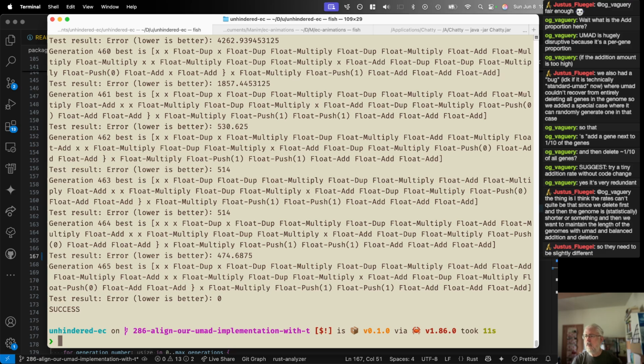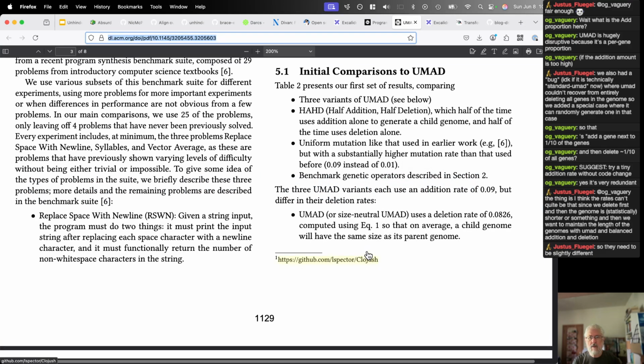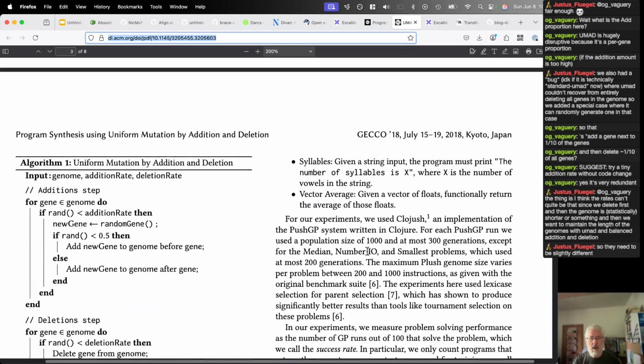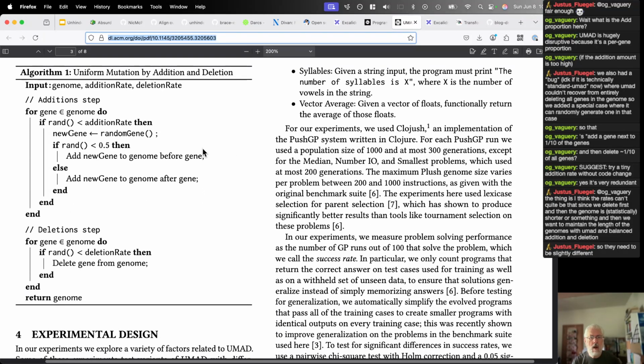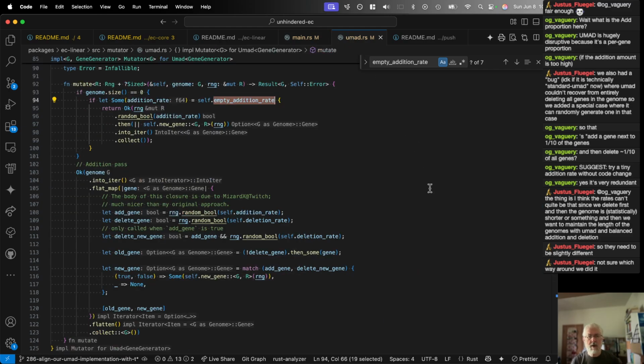So do we delete first? Is that another place where we're different? Yeah, so in the paper they add first and then delete. What did we do? Did we invent a whole new operator? Because that's what people do. Okay.